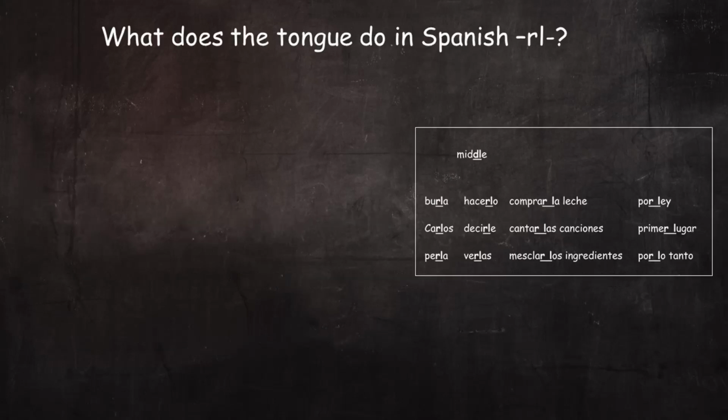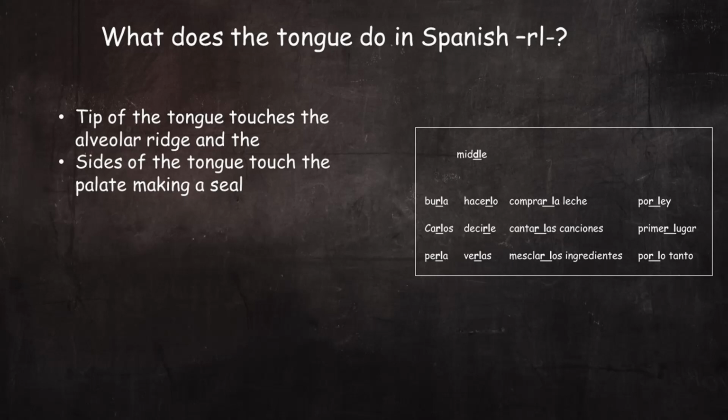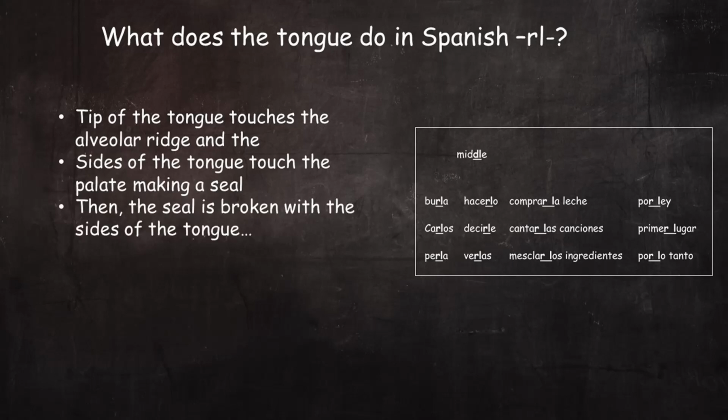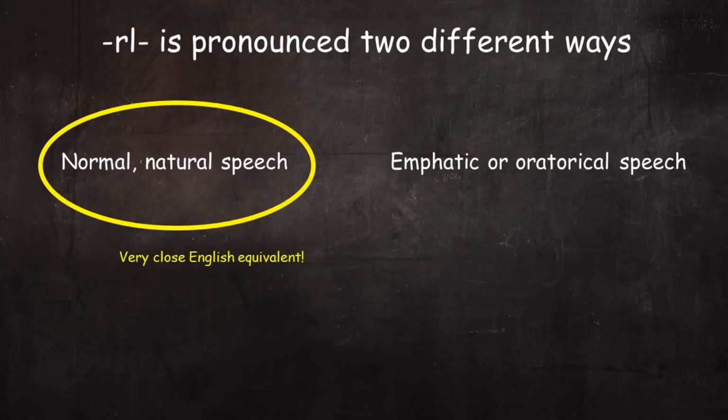Just as with the English DL, in the Spanish RL combination the tip of the tongue touches the alveolar ridge, and the sides of the tongue touch the palate, making a seal. Then the seal is broken with the sides of the tongue, while the tip of the tongue remains in position to pronounce the L. Dull, dull, dull. Alright, so this is how the RL combination is pronounced in normal natural speech.